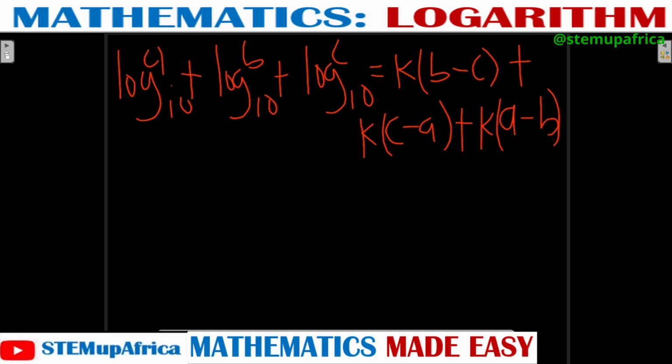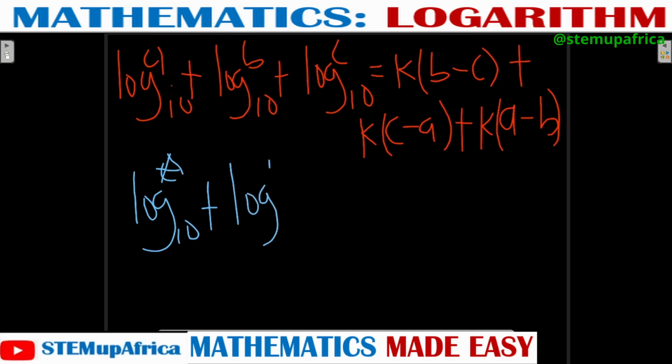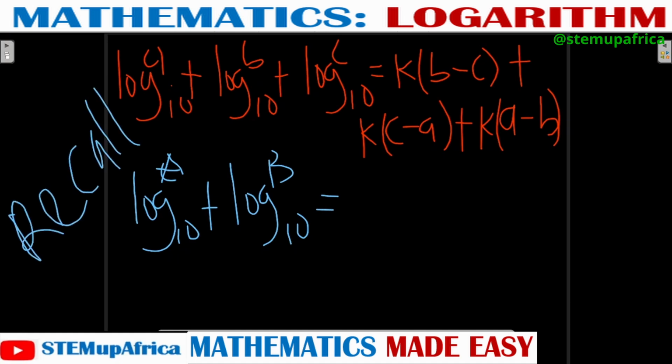So if I apply the law of logarithm, let's recall what the law of logarithm says where you are adding two logarithms with a common base. Let's recall that log a in base 10 plus log b in base 10. The law says, if you have a situation like this, combine the logarithm under one base, where you multiply the arguments.